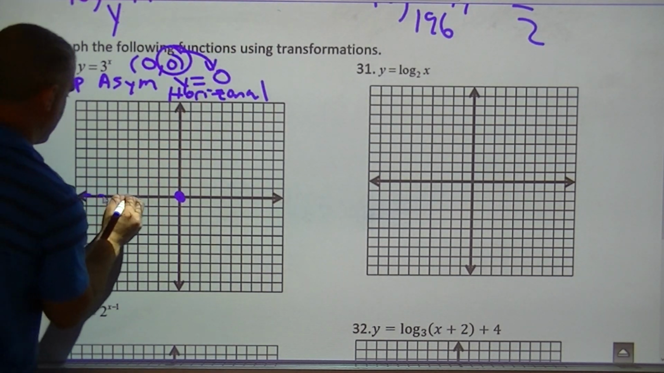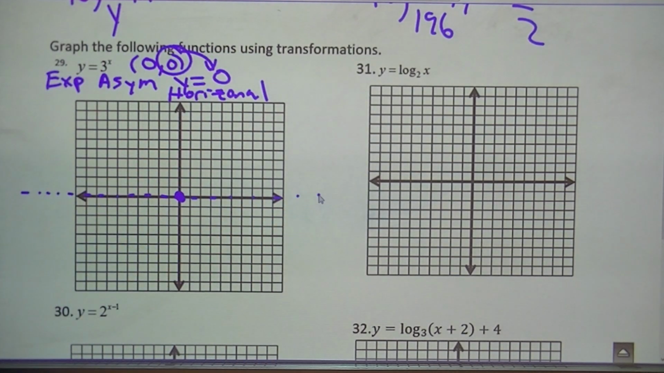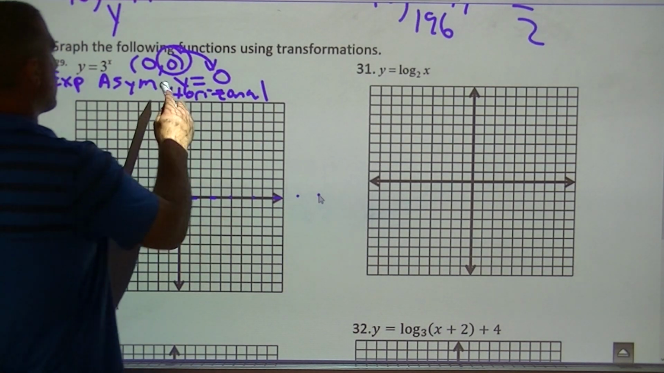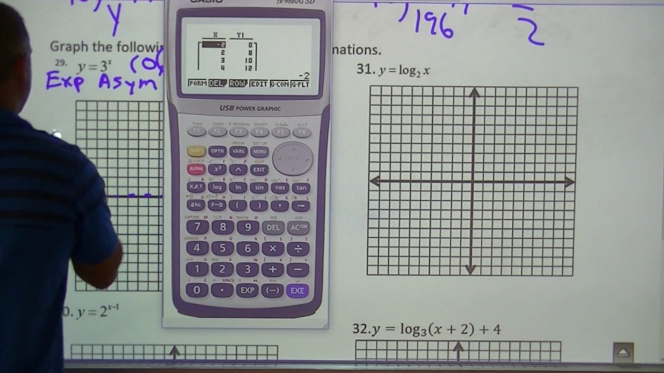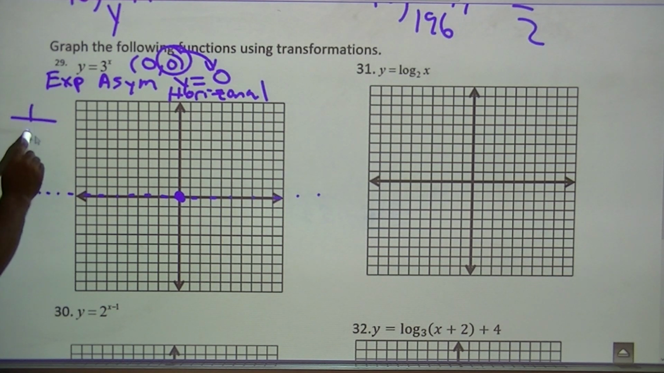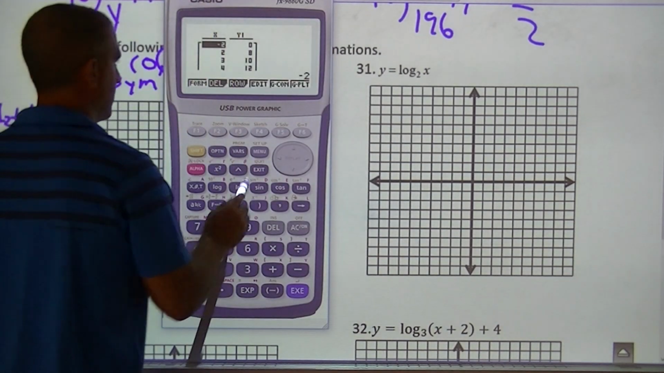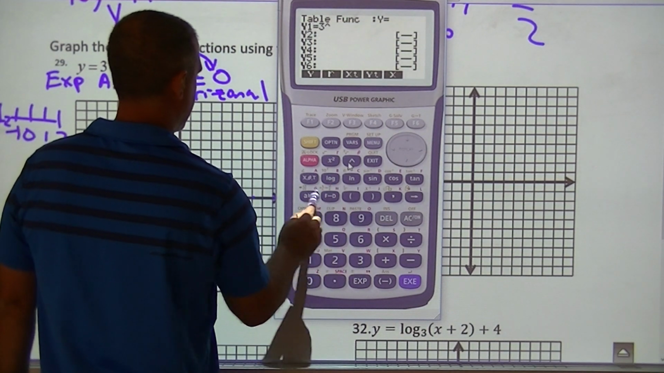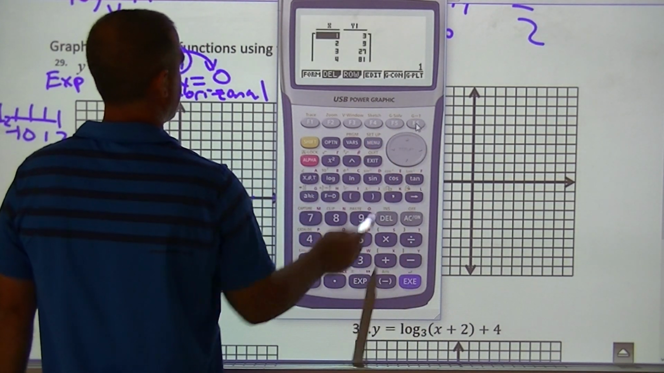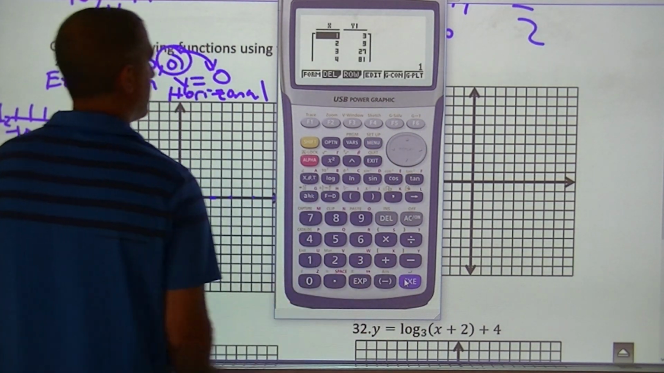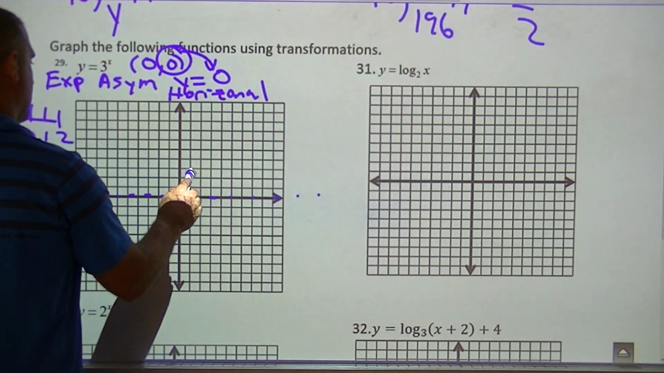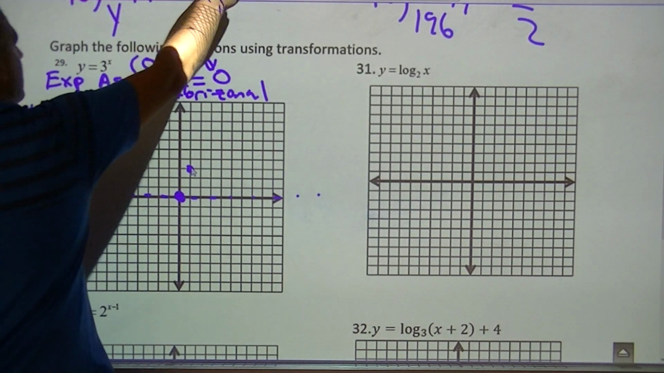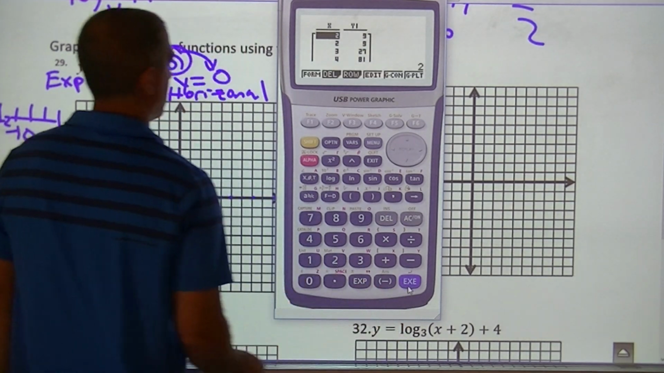So what I got is it would look like this. When I go into the graph, just like I normally would, I want to graph 1, 2, negative 1, negative 2: 2 points to the right, 2 points to the left. So I'm going to go 3 to the x. In the table, I'm going to graph 1, so that's 1, 3. And I'm going to graph 2, which is 2, 9.